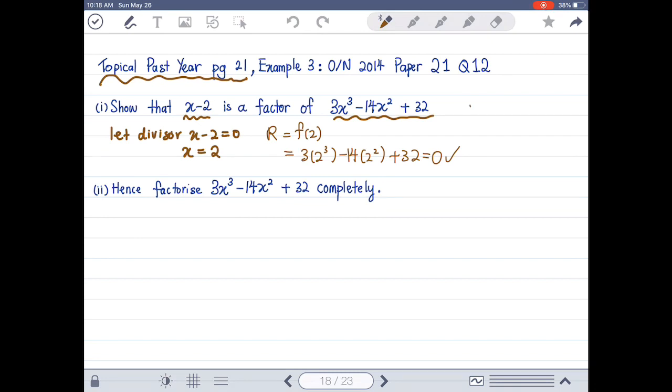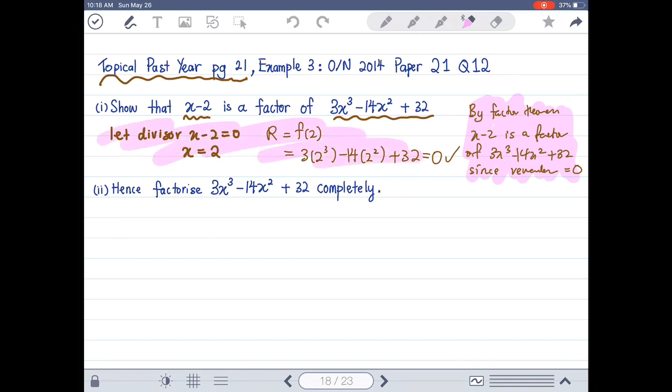Hence, by factor theorem, we can say that x minus 2 is a factor of 3x cubed minus 14x squared plus 32, since the remainder is equal to 0. Okay, and in the exam you don't have to write more than this. Showing this part here is enough for you to get full marks for this particular example.